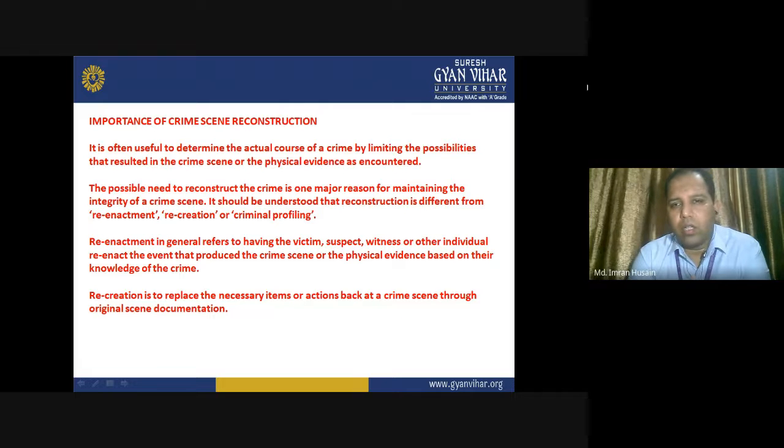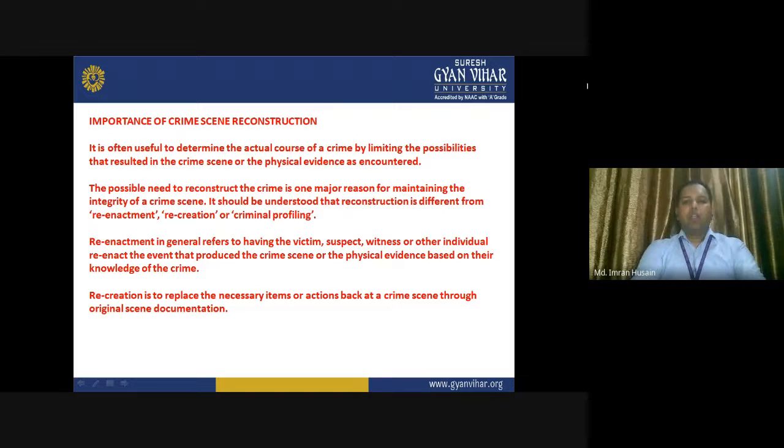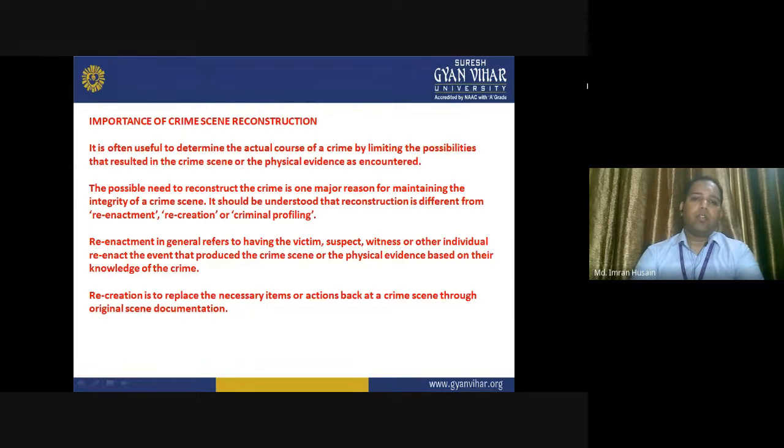It should be understood that reconstruction is different from reenactment, recreation or criminal profiling. Because reconstruction is where you are going to show what had happened. It is not like reenactment of the crime scene or recreation of the crime scene. Because under reconstruction, everything looks very realistic because it is always combining all the data and all the test results and all the information that is included for that particular crime scene.